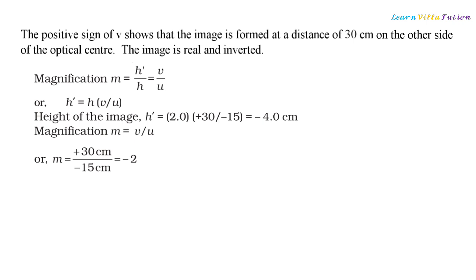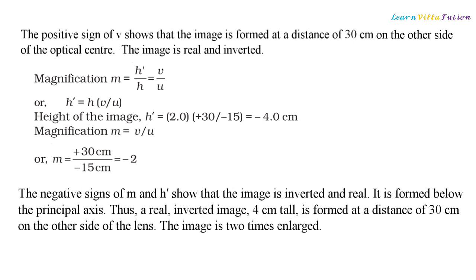Magnification m is equal to v upon u, or m is equal to plus 30 centimeter upon minus 15 centimeter is equal to minus 2. The negative signs of m and h dash show that the image is inverted and real. It is formed below the principal axis. Thus, a real, inverted image, 4 centimeters tall, is formed at a distance of 30 centimeters on the other side of the lens. The image is 2 times enlarged.